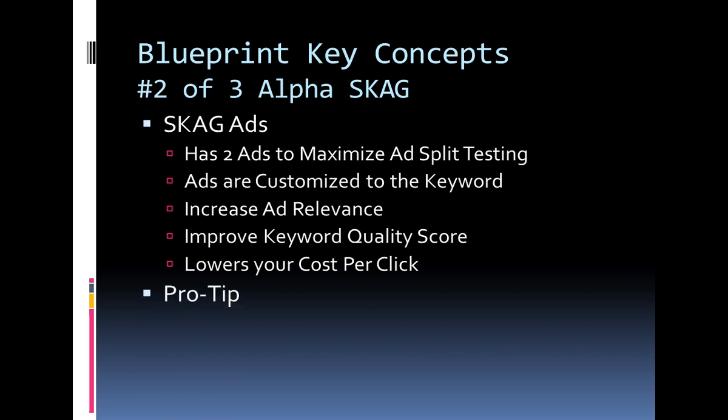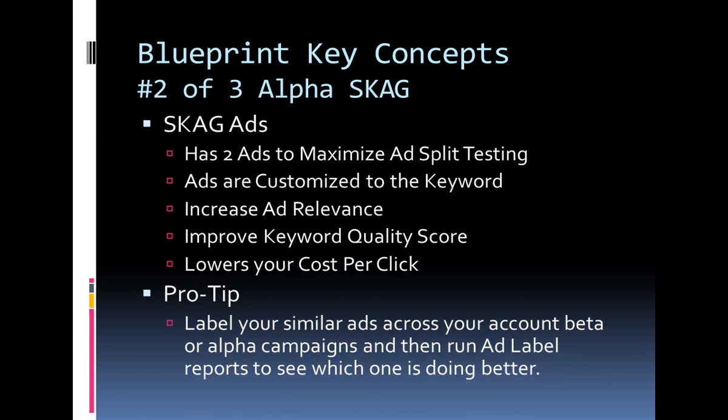All right. Like a quick pro tip here, oh, I already mentioned this earlier. Label your similar ads across your account, inside your beta or even alpha campaigns, right? Then run ad label reports to see which one is doing better, right? All right, so let's go to the next one.